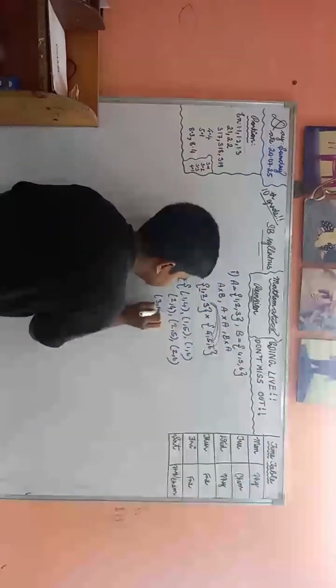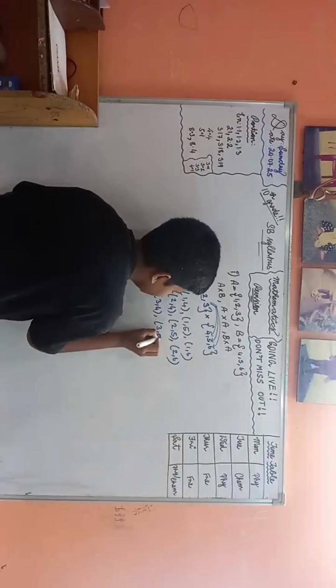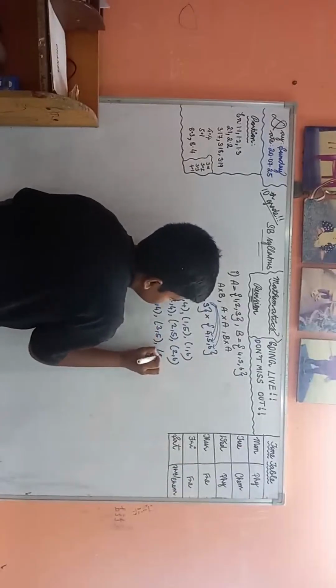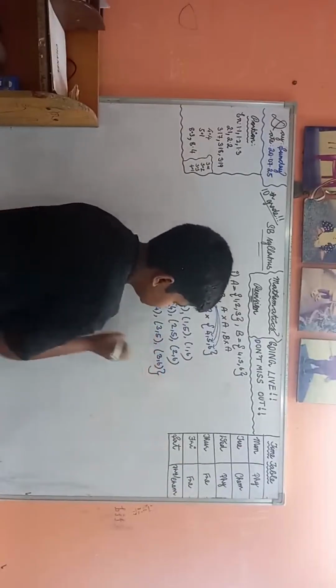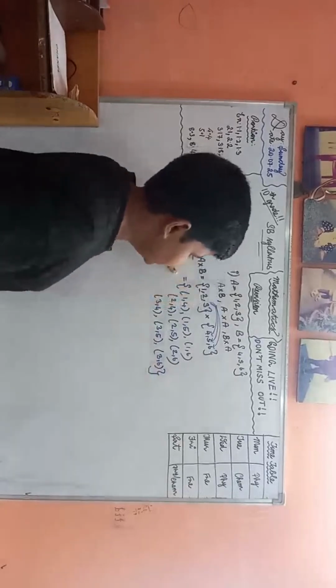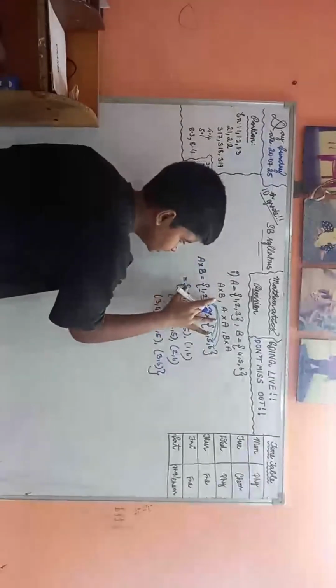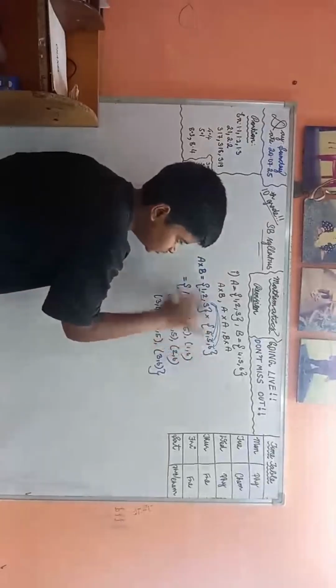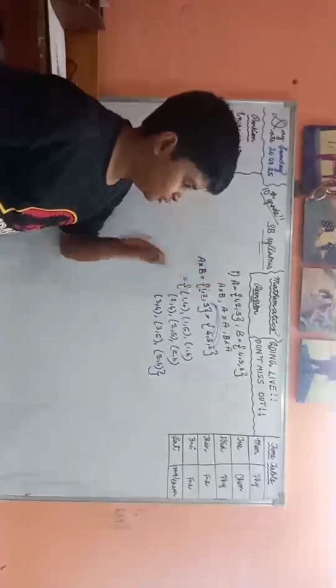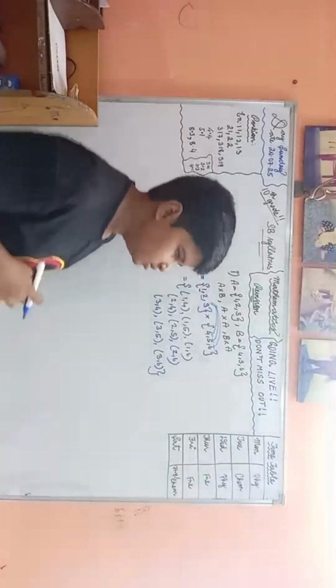3, 4, 3, 5, 3, 6. Okay, so this is the answer for A to B. There's no need for you guys to go from B to A. They only ask A to B.